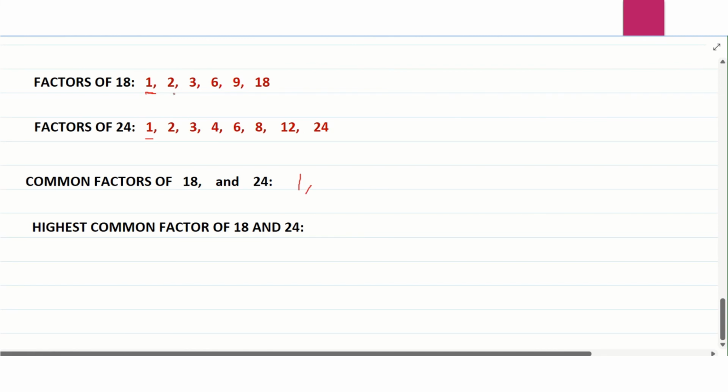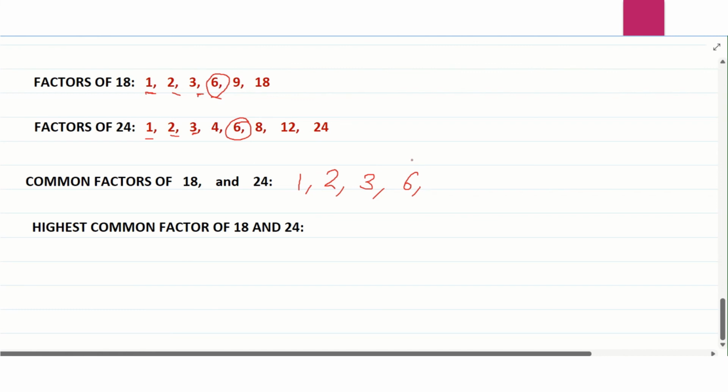Next is 2. Next is 3. What is next? The next should be 6, isn't that? So 6 is the next common factor. After this, is 9 a common factor? No. Is 18 a common factor? No. So the common factors of 18 and 24 are 1, 2, 3 and 6.